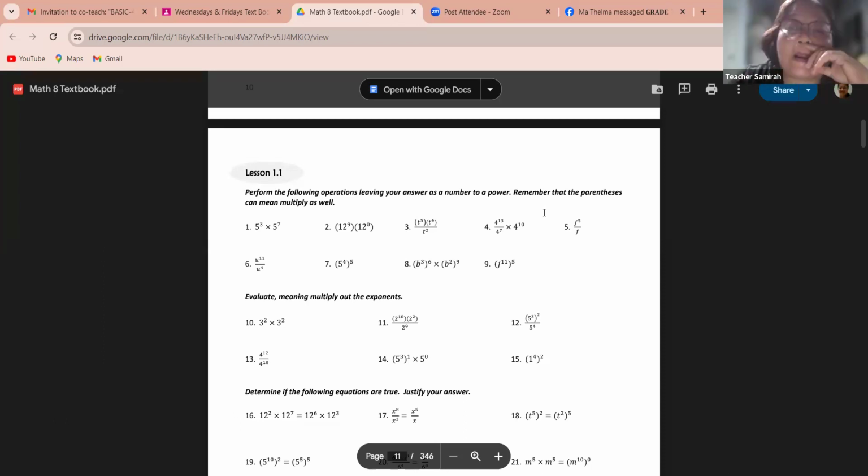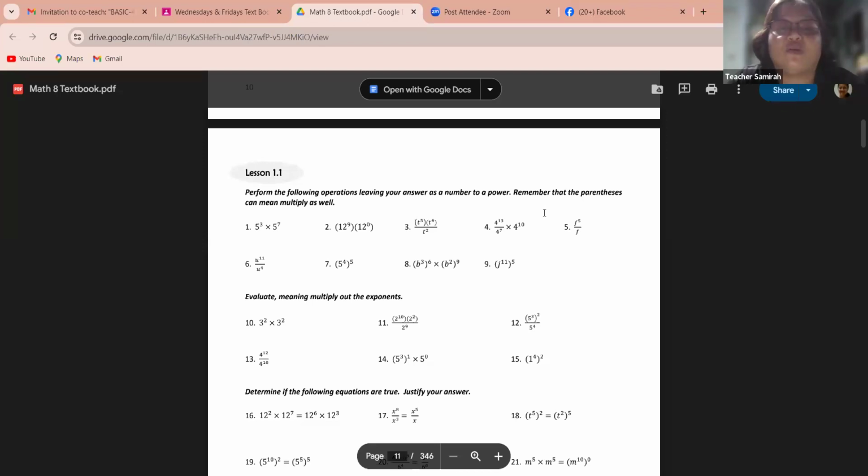Okay, who would like to volunteer answering number 1? Just number 1. Exponent of 10. Very good. 5 with exponent of 10. So it was actually very easy, right, Felicia? Very good, Felicia. So the correct answer for number 1 is 5 with exponent of 10. Why does it become 10? We simply added 3 plus 7 is 10. So that is why the answer is 5 with exponent of 10.